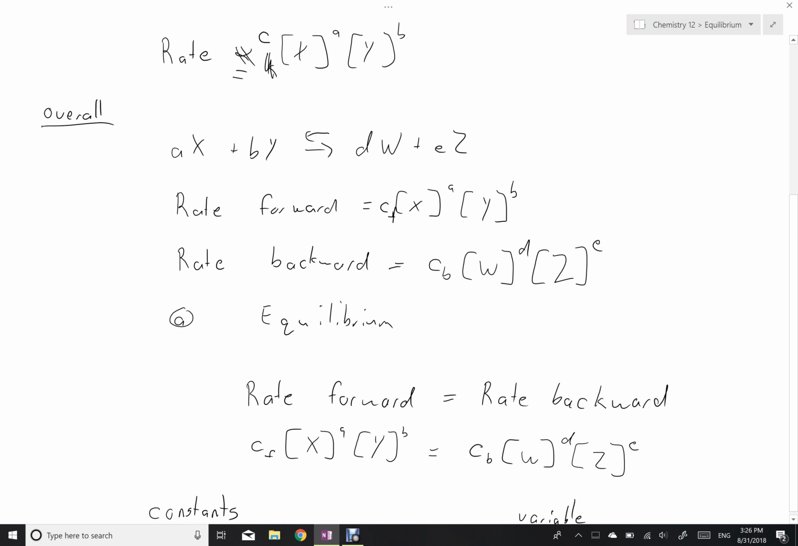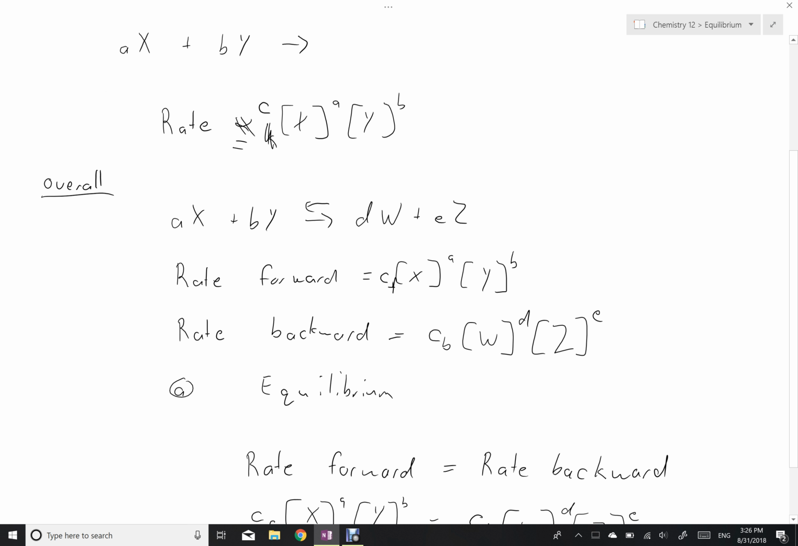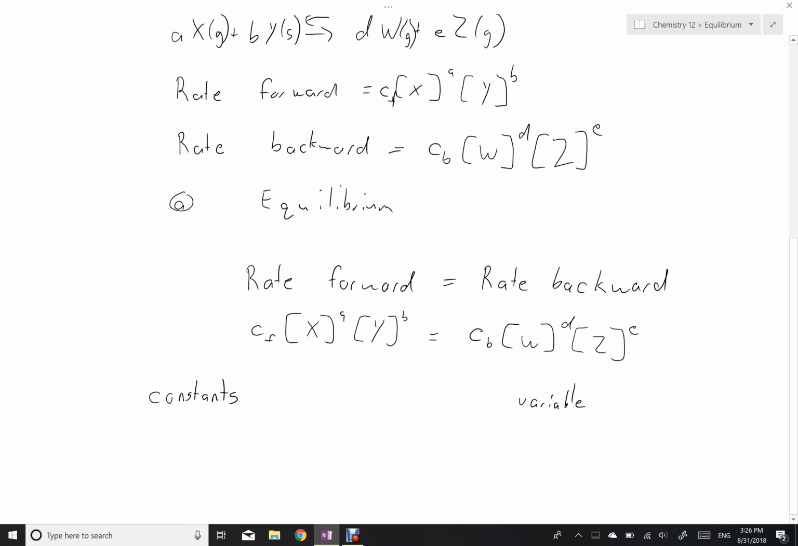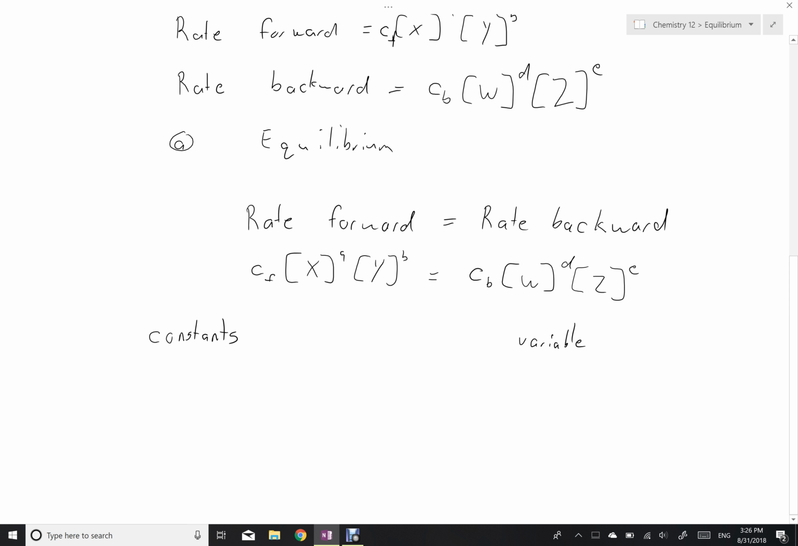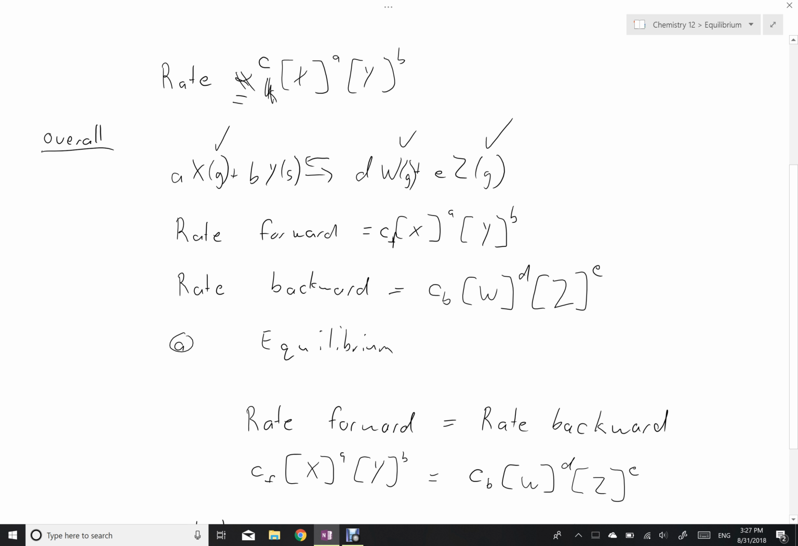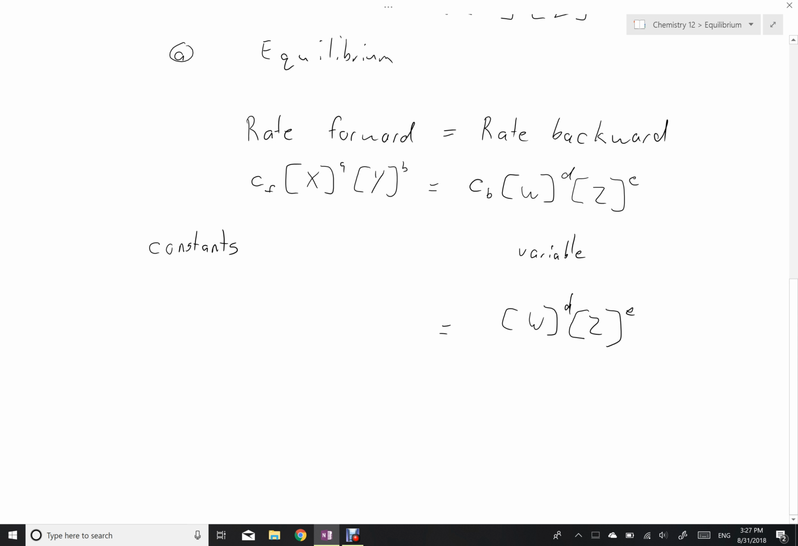So now it really depends on what the nature of these reactants were. Let's just play a game here. Let's make this a gas. Let's make this a solid, this a gas, and this a gas. What that would mean then is that this gas is variable, this gas is variable, and this gas is variable. So they're all going to go to the right-hand side. So that's W to the D, Z to the E, that's a D. And what else was my gas? My X to the A.